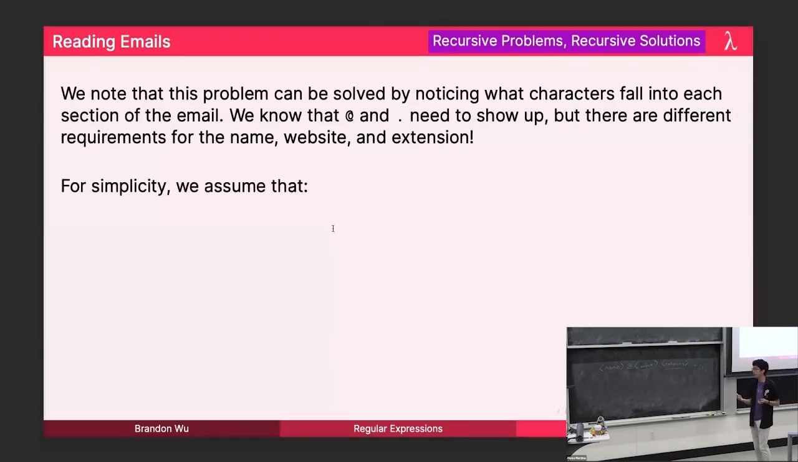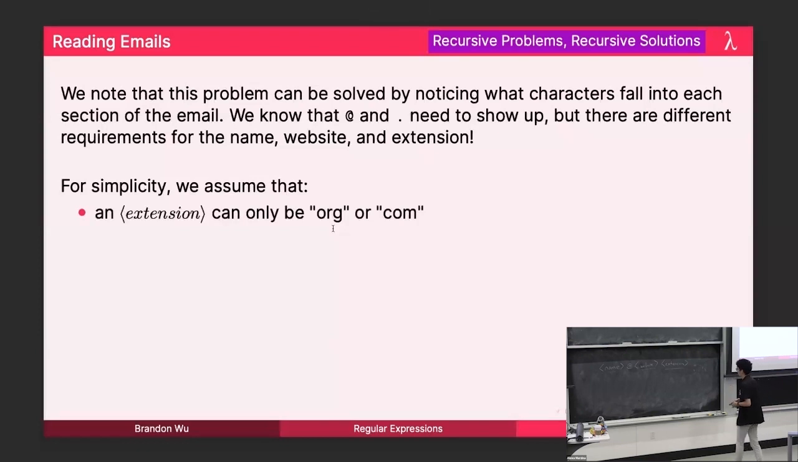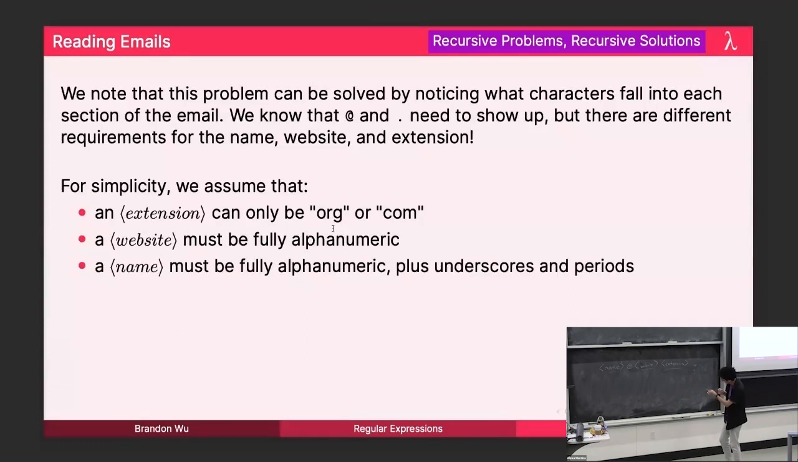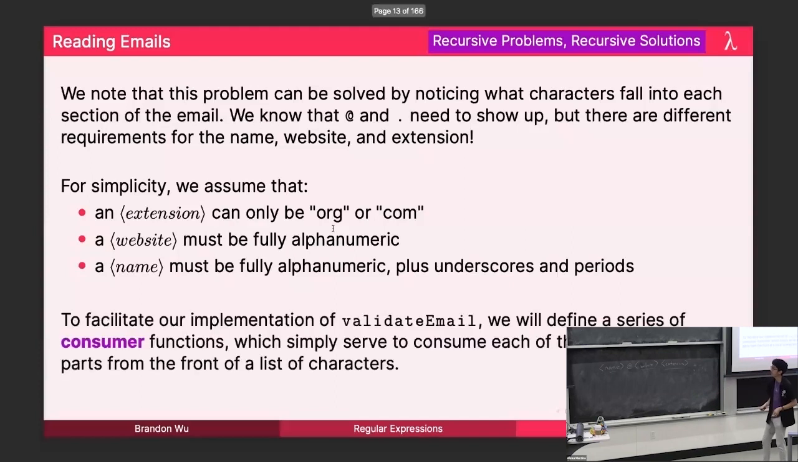But let's assume that an extension can only be org or com. So our email addresses can only end with .org or .com. Furthermore, assume that a website has to be only alphanumeric characters. That is, all of the alphabetic characters and all of the numerical characters. And then assume that a name has a similar condition. It needs to be fully alphanumeric, plus underscores and plus periods. So they're kind of similar, but not exactly the same.